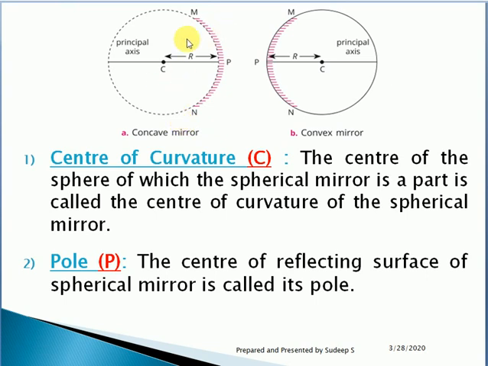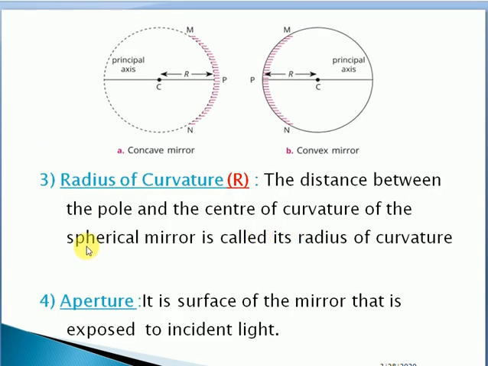So you can see in the diagram here that the center of curvature for a concave mirror is in front of the mirror, while in the case of a convex mirror, C, the center of curvature, is behind the mirror. Here's the definition for center of curvature and pole. Radius of curvature.